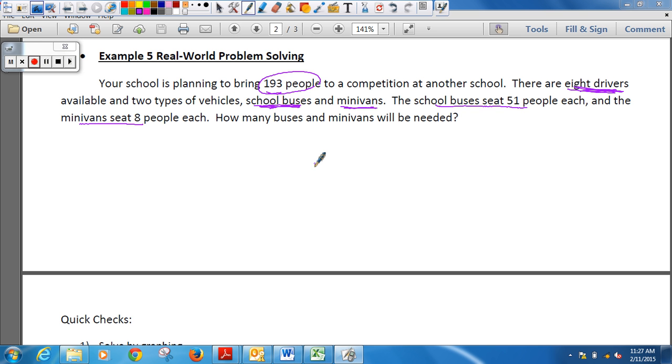Well, since we only have 8 drivers, I know I can only take buses plus the minivans can only equal 8 because I only have 8 drivers. I then know that the school buses seat 51 people. 51 people can fit on the bus plus 8 can fit in the van for a total of 193 people. Okay, it didn't just tell me to write the system of equations this time. It says how many buses and minivans will be needed. So now I need to go ahead and solve it.